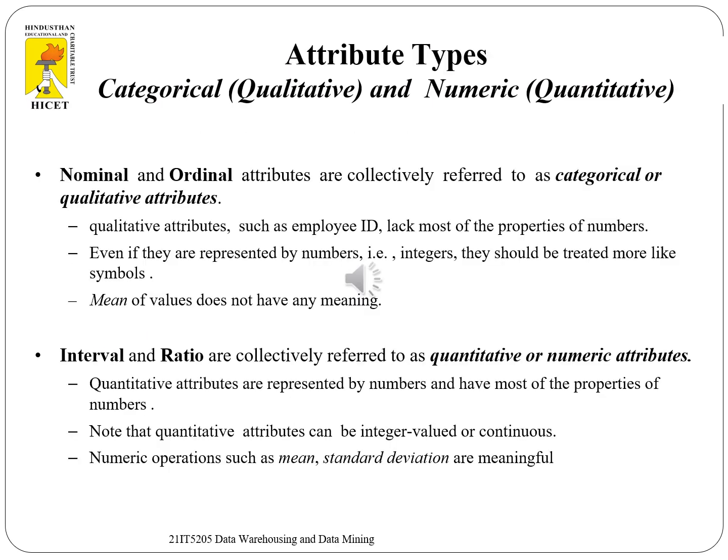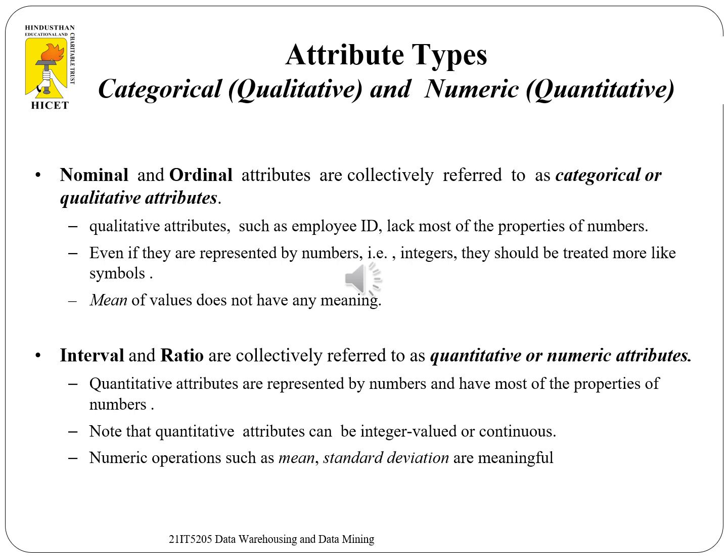Attribute types are commonly categorized into qualitative and quantitative. Categorical attributes are termed qualitative and numerical attributes are termed quantitative. Nominal and ordinal attributes are collectively referred to as categorical or qualitative attributes. An example of a qualitative attribute is employee ID, which lacks most of the properties of numbers. Even if they are represented by integers, they should be treated more like symbols. The mean of such values does not have any meaning.